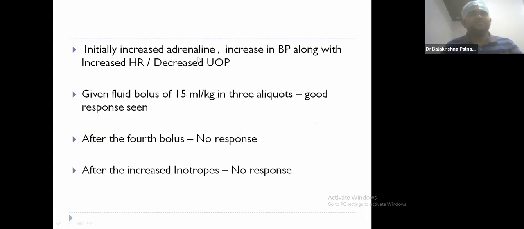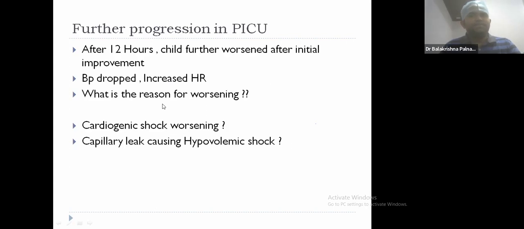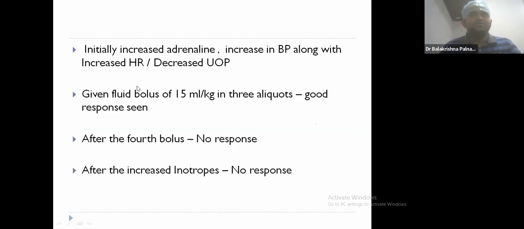Initially, we thought it could be cardiogenic shock worsening only. So we increased adrenaline, and there was an increase in the BP. But as I pointed out, if there is an increase in the BP, the heart rate should come down. In such cases, the heart rate increased, and there was a further decrease in the urine output. So we thought it could definitely be capillary leak because urine output was also reducing. We gave 3 boluses of 5 ml, 5 ml, 5 ml slowly over the next 1 to 2 hours. A good response was seen.